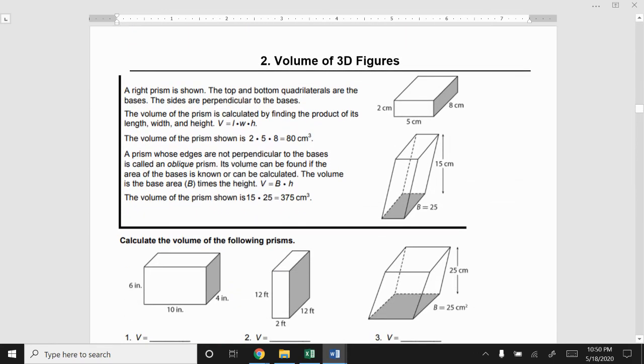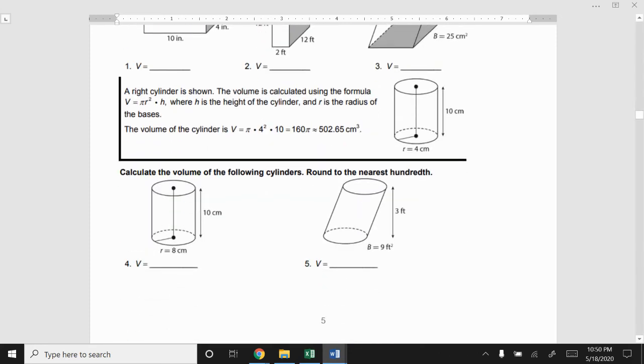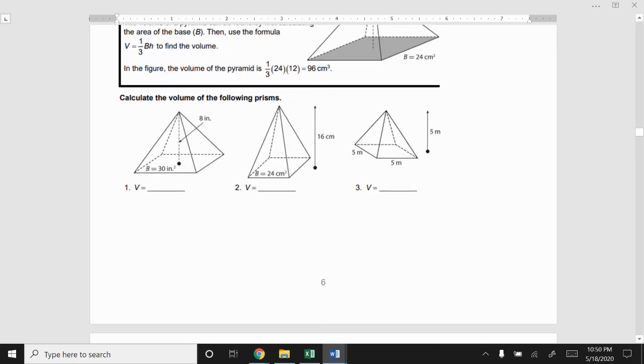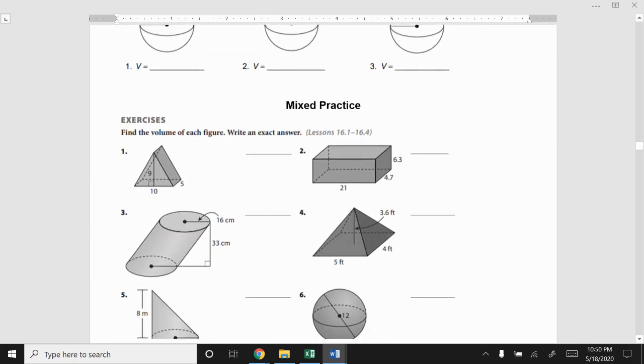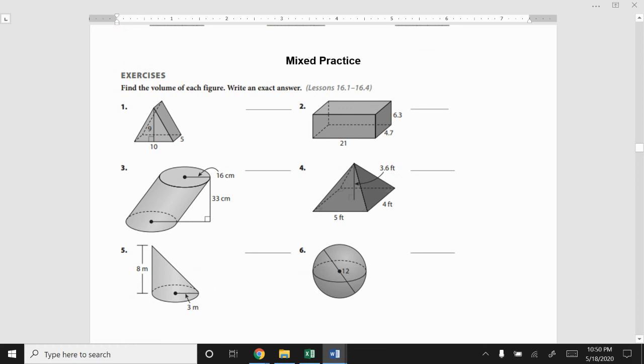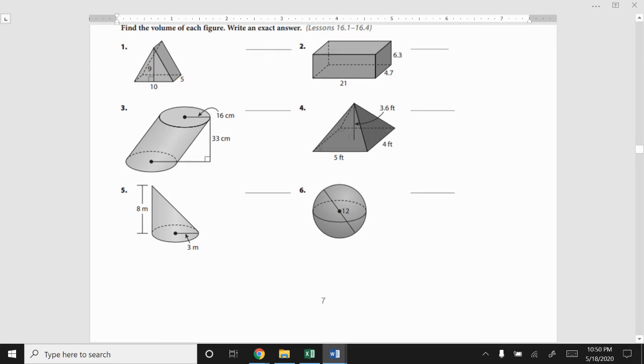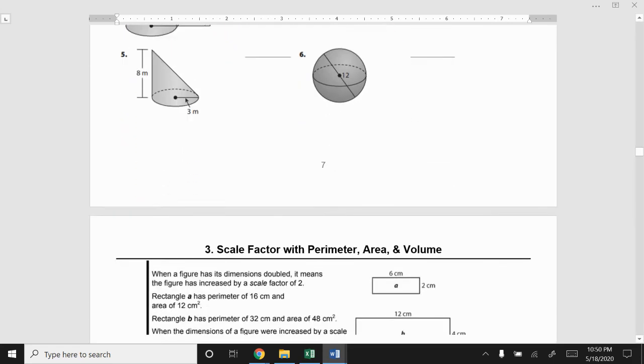Your second lesson is on the volume of 3D figures. So, similar to your last lesson, except now you're using the volume formulas. So, make sure you're using the correct formulas on all of these. And again, you're going to use 3.14 as approximation for pi. At the bottom, you do have a mixed practice, so you won't have your formulas right next to you. You will need to look back at your reference sheet. Your oblique cylinder is the same as a regular cylinder, and your oblique cone would be the same as a regular cone.